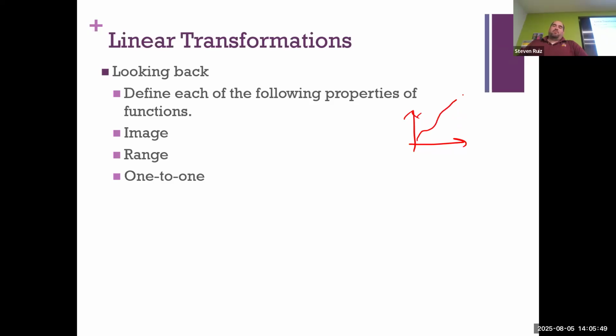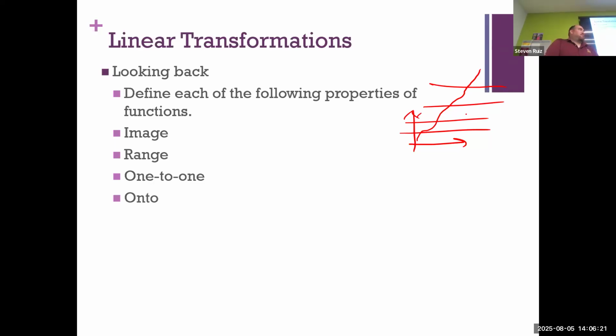Something like this would be one-to-one though. It's a function because every x value you choose has a y value that goes with it, and only one. It's one-to-one because I can swap x and y, and it's true going the other way too. There's no way to draw a horizontal line through this and cross the curve twice. So a one-to-one function, that relationship goes both ways.